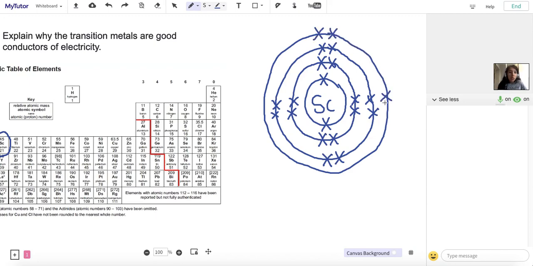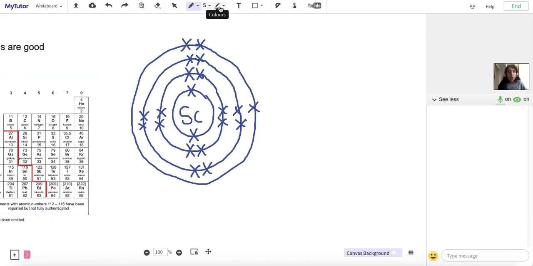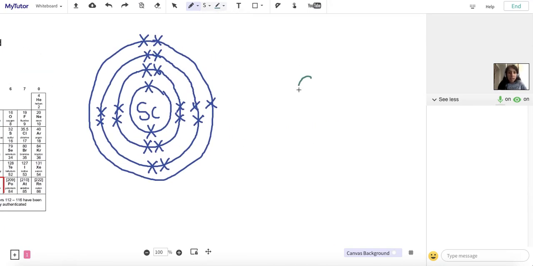So if we try and draw the giant metallic structure of scandium, we know that each positive ion will have 3 electrons delocalized. So what that means is if I draw part of its structure, again it doesn't matter how many positive ions I draw as long as the number of electrons matches up. So I've drawn 6 positive ions, and remember they're positive because scandium loses electrons to get its stable shell of outer electrons. It's going to have its third shell as its outer shell once it loses those 3 electrons, and therefore it's going to become stable.